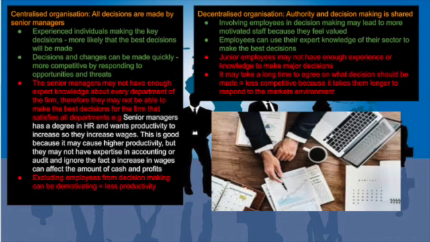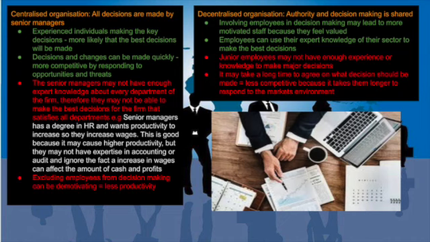So, senior managers have a degree in human resources, for example, and they want productivity to increase, so they increase wages. This is good because it may cause higher productivity, but they may not have much expertise in accounting and audit, and ignore the fact that an increase in wages may affect their cash and profits. So they have a good idea of human resources and employees, but maybe not the financial side of the business. Another disadvantage, excluding employees from decision making can be demotivating and lead to less productivity.